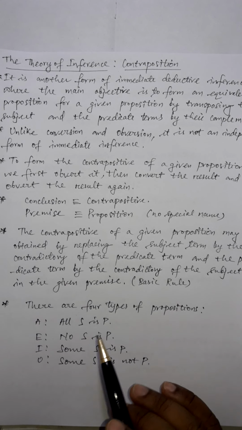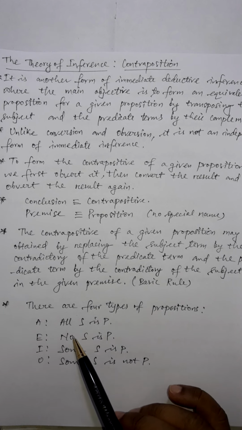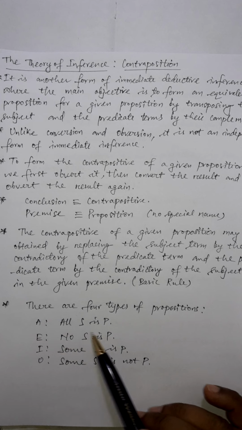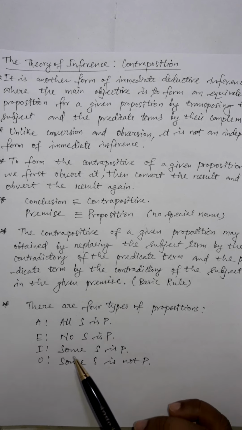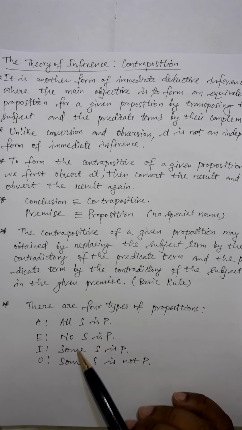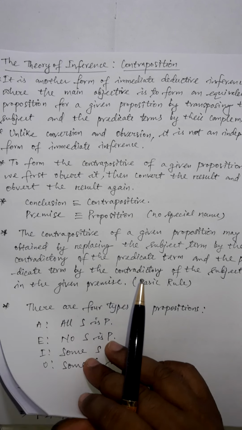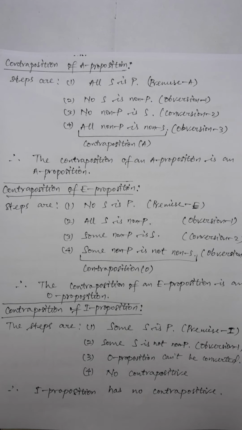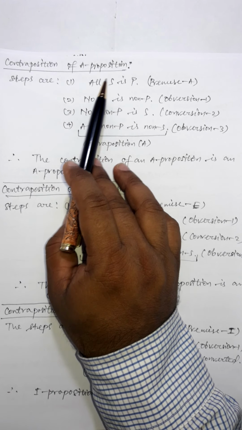Now in the next step we'll learn how to get the contrapositive of all these four types of propositions one by one, and we'll observe what changes are made to get the contrapositive in each of these four types. We'll learn them one by one. Let's start the process of learning. First of all, let's come to the contraposition of A type propositions.